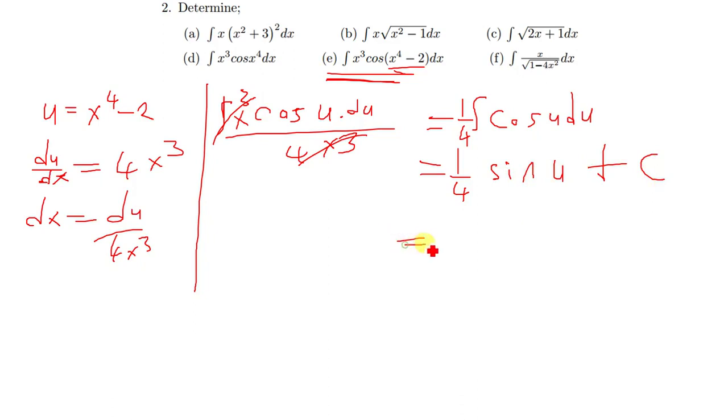Then here we know that our u is nothing but x to the power 4 minus 2. So just replace our u with that, with x to the power 4 minus 2. Then everything plus c.